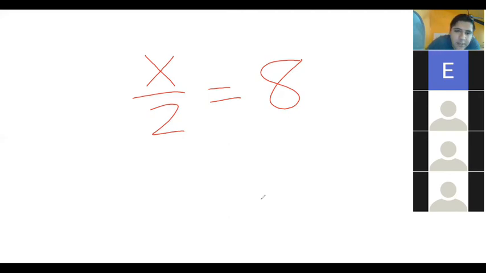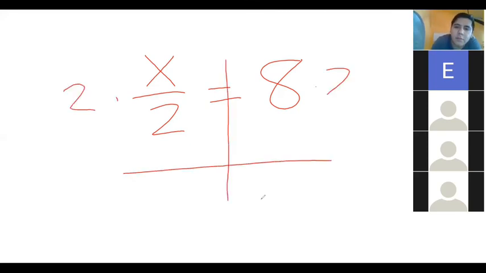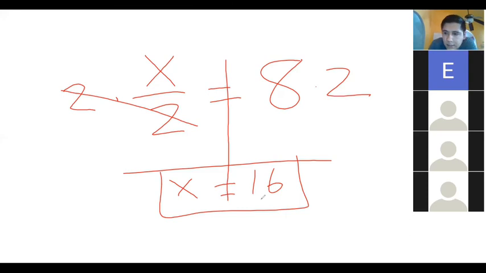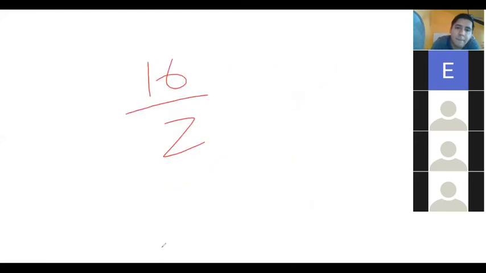So if we want to do the opposite of divide, we are going to multiply both sides by 2, right? Yes. So that cancels out. x is equal to 8 times 2, which is 16. So one step, right? Yep. And we can check that as well. If we plug in 16 where x used to be, 16 divided by 2 is 8.